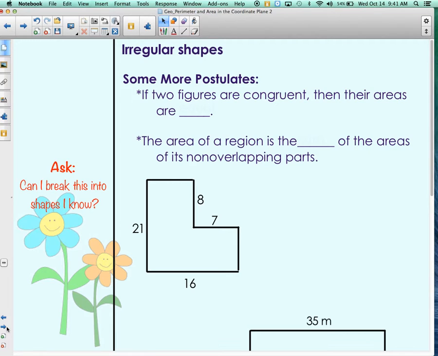So far it's been pretty easy. It's been rectangles, squares, circles, but what if I throw out this weird looking shape here? It's what we call irregular shapes.